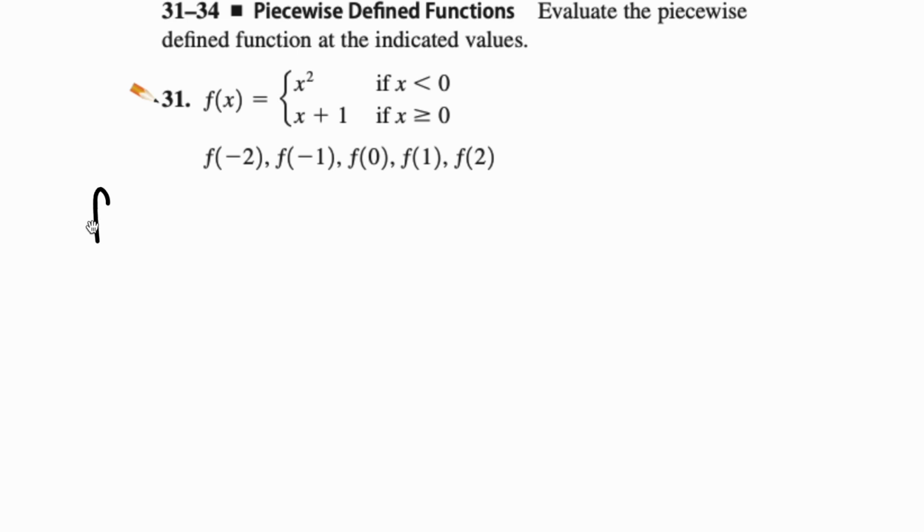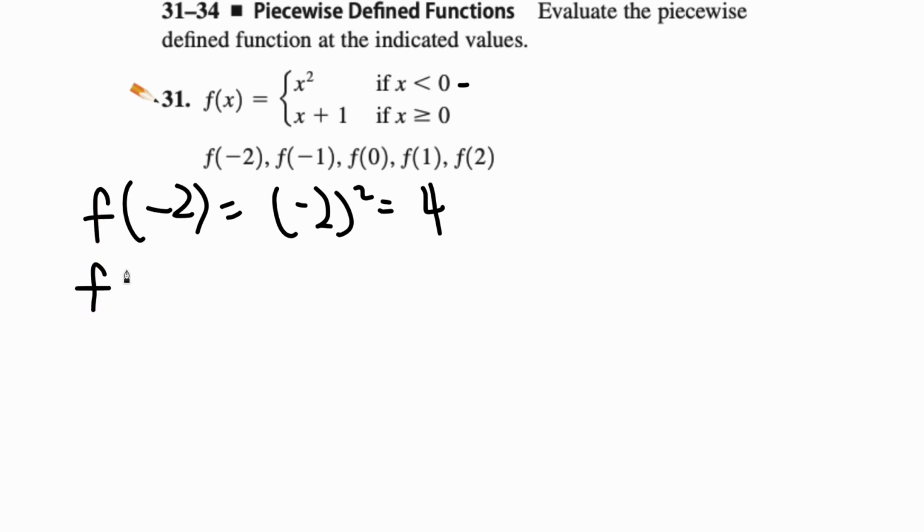Let's start off with f of negative 2, excuse me. Since negative 2 is less than 0, we would have to use the first equation. So we'd plug in negative 2 into x squared, which would equal 4. Now let's do f of negative 1. Again, negative 1 is less than 0, so we would use the first equation. So we do negative 1 squared, which equals 1.